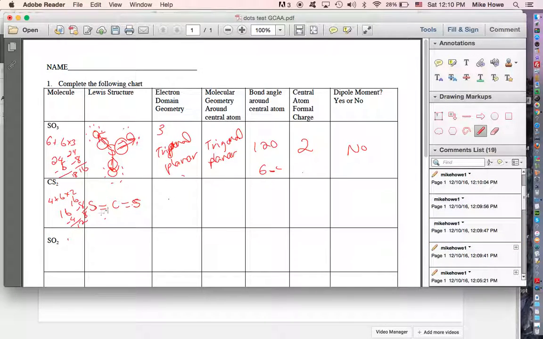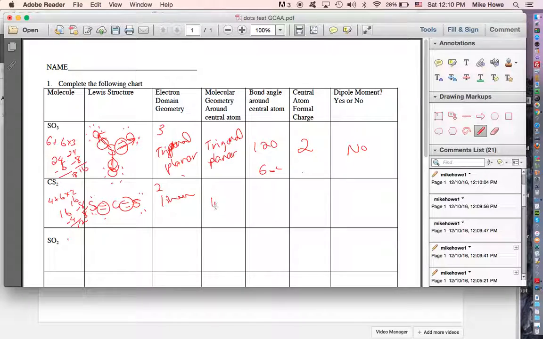So I have 8 electrons to put in. 1, 2, 3, 4, 5, 6, 7, 8. That satisfies the octet rule for everything. Sulfur, 2, 4, 6, 8. Carbon, 2, 4, 6, 8, and so on. So that's a two-domain situation. 1, 2. That's linear.